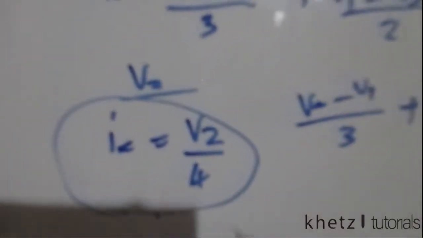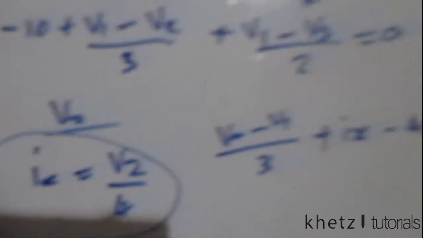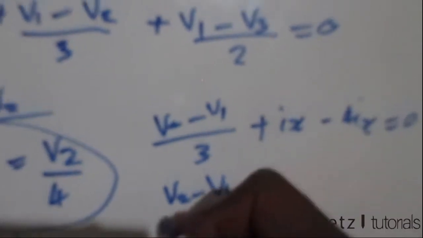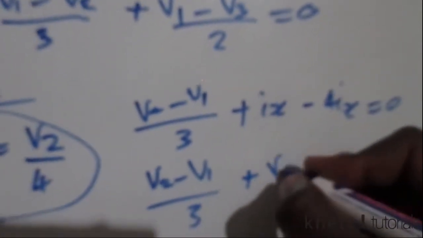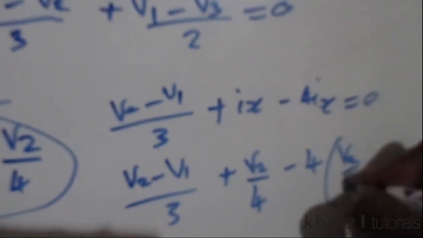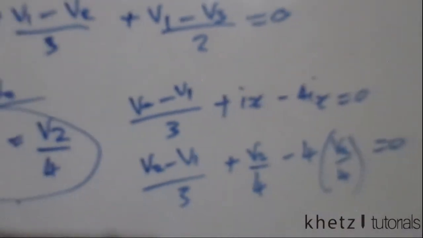But now we said Ix equals V2 over 4. So we just substitute that in. So V2 minus V1 divided by 3, plus V2 divided by 4, minus 4 multiplied by V2 divided by 4. And that is your equation for the second node.